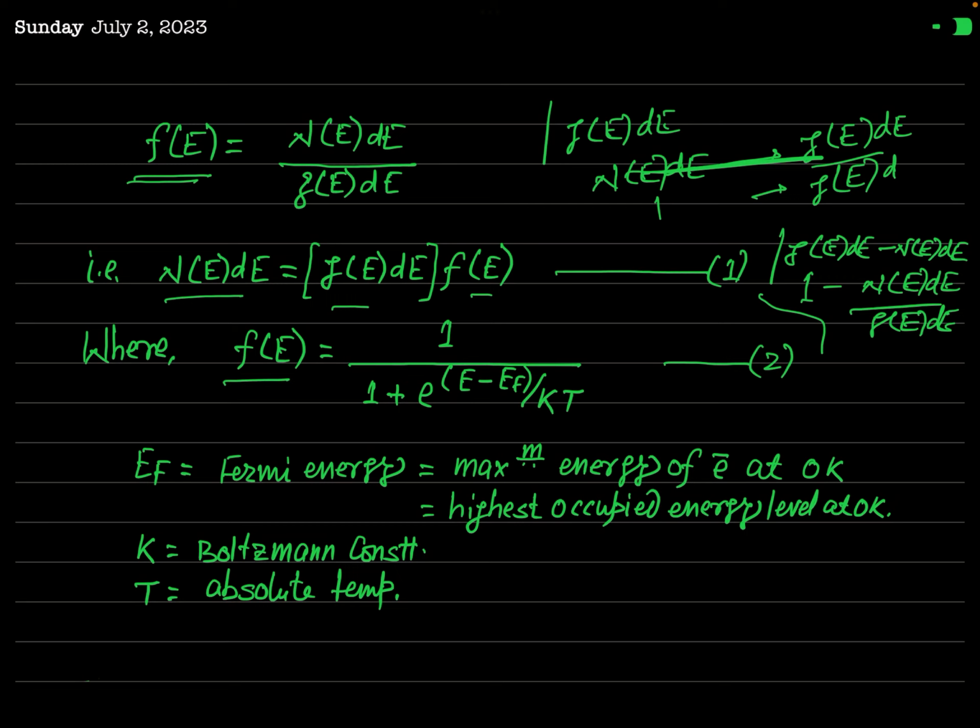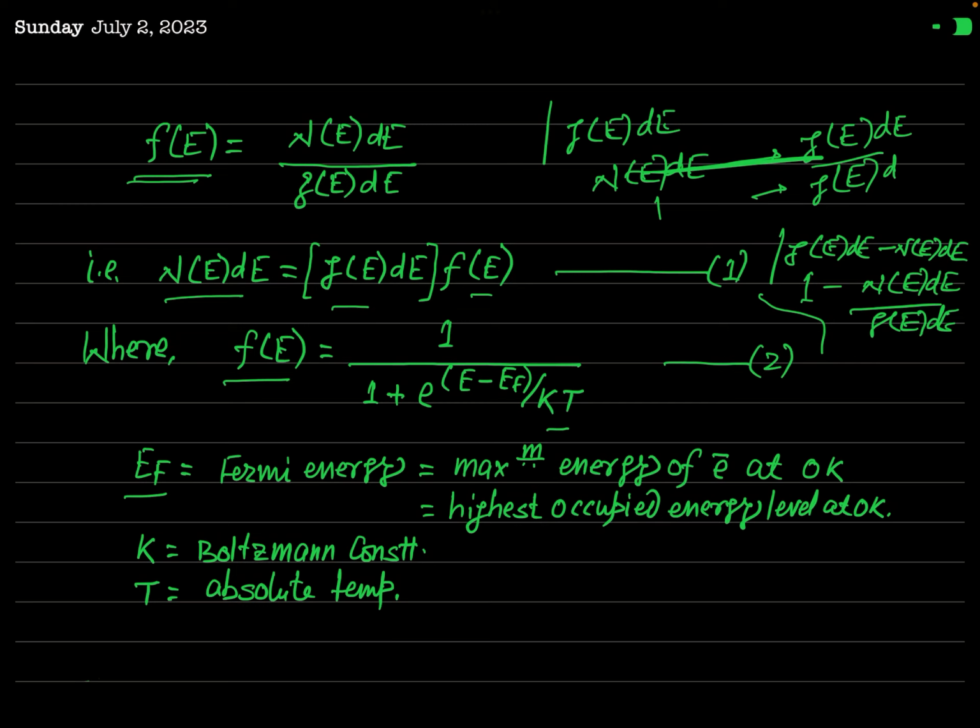Okay? Here you know that this f of E, which is called the occupation probability or Fermi-Dirac distribution function, you have already obtained the expression for in the previous lecture. So you can remember that f of E is equal to 1 over 1 plus e to the power (E minus EF) divided by kT. This is the expression for the occupation probability. You know that EF is known as the Fermi energy or Fermi energy level. And what is this Fermi energy level?